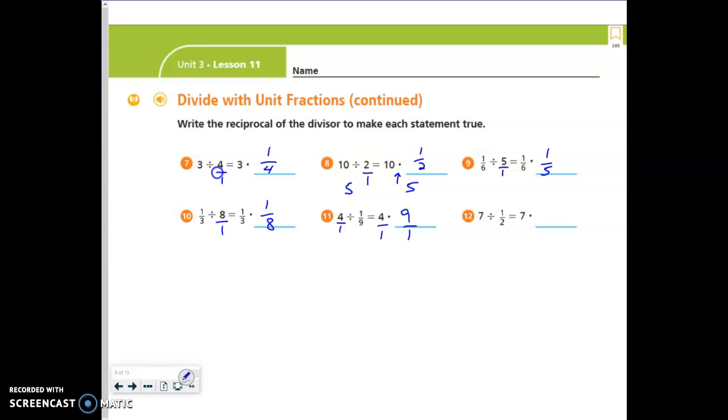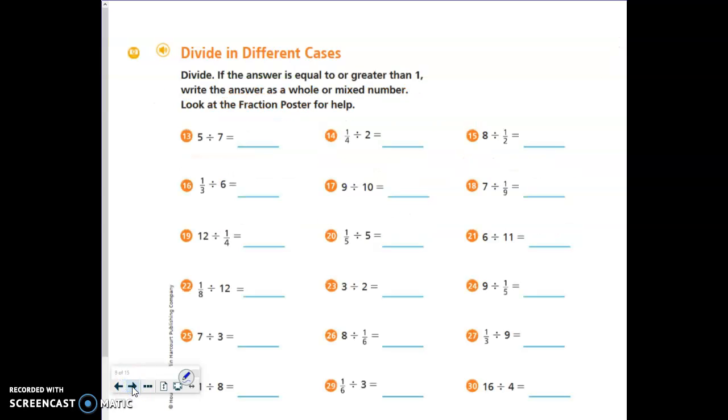All right? So last one here, 7 divided by a half is the same thing as 7 times 2, or 7 times 2 over 1, however you best want to look at that. So that's the case where if we're dividing by a fraction, our number is actually going to get larger, which is just kind of a weird concept to think about.